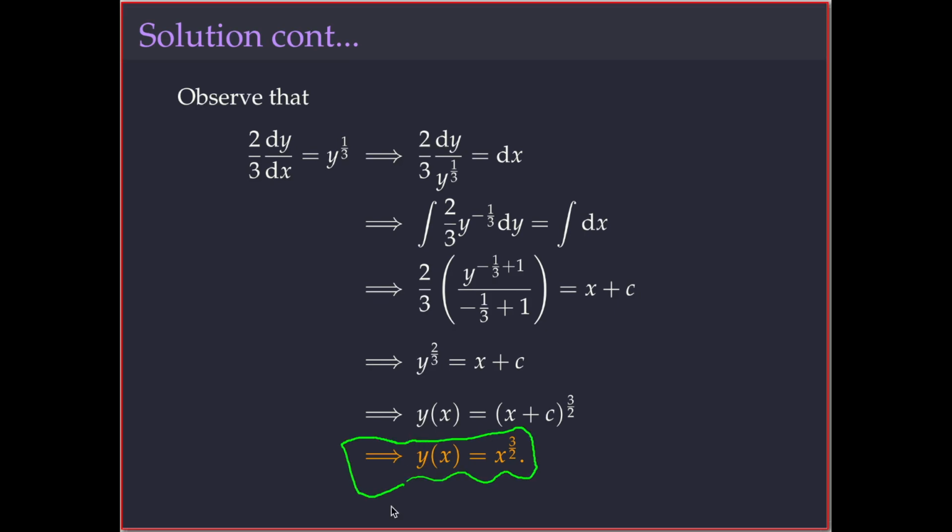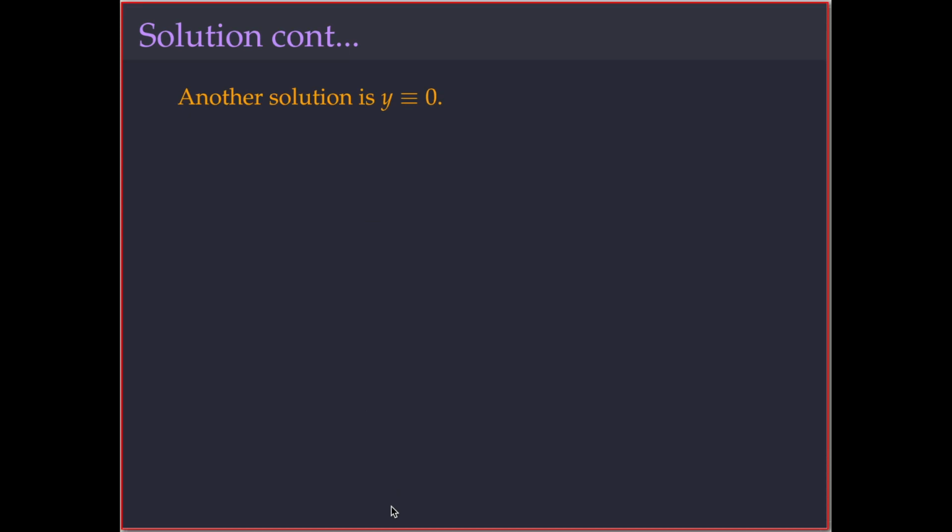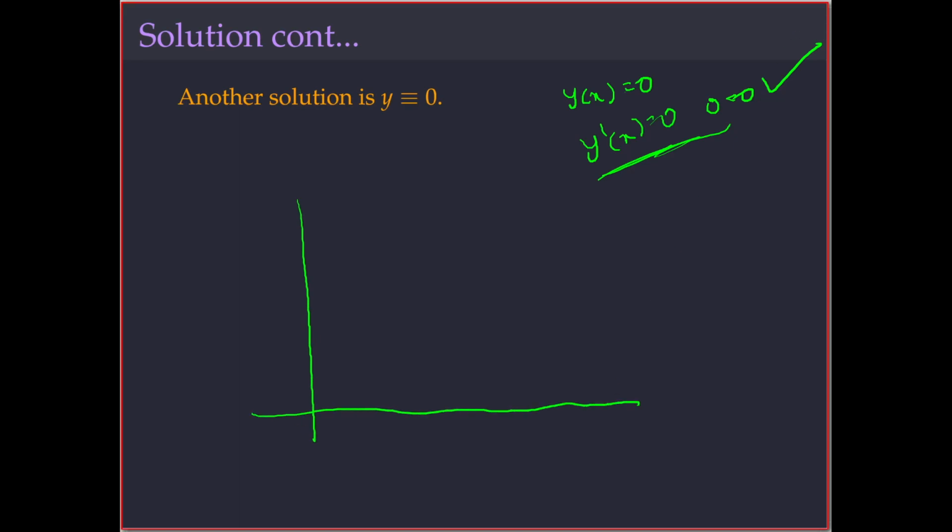As I already told you, 0 is a solution, because if y(x) = 0 and I take the derivative, it remains 0, so 0 = 0 and it satisfies the initial condition. Hence this is also a solution. So you see that 0 is a solution, and y = x^(3/2) is also a solution.